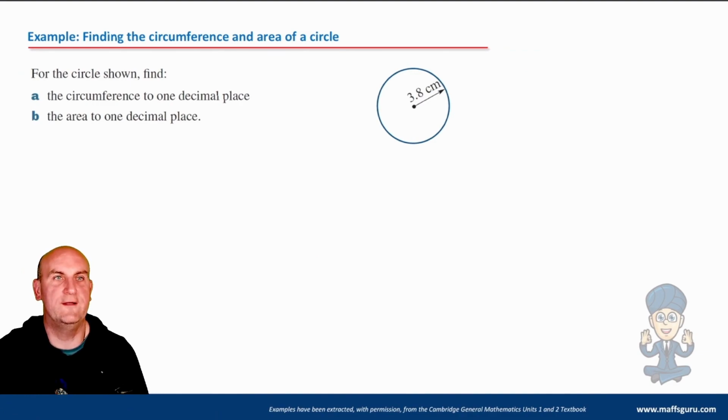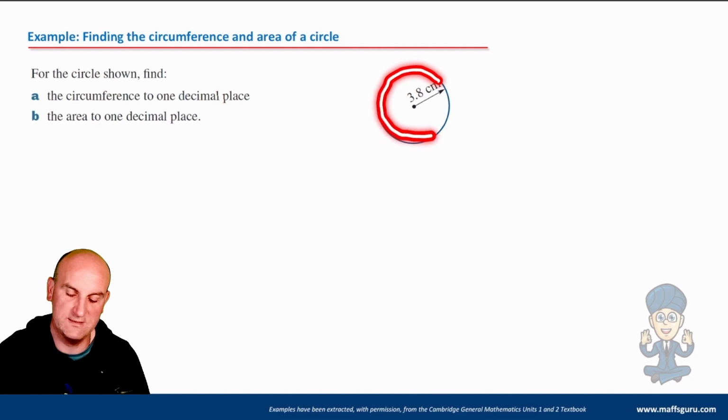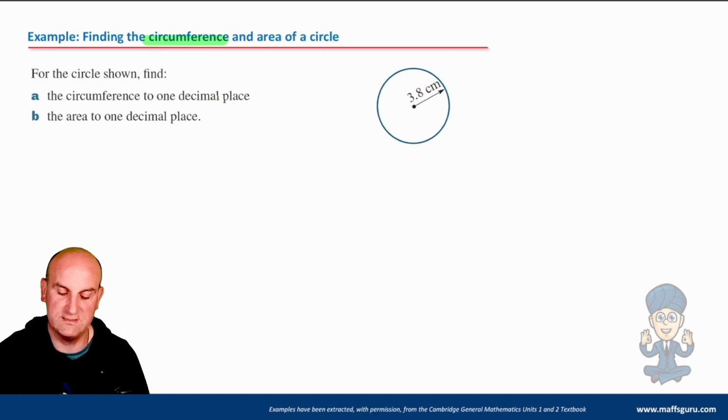Ooh, I love this. Right, find the circumference and area of a circle. I don't know why we call it circumference when really it's actually perimeter. But obviously someone out there, Barry, hates us. And so, circumference and area of a circle.